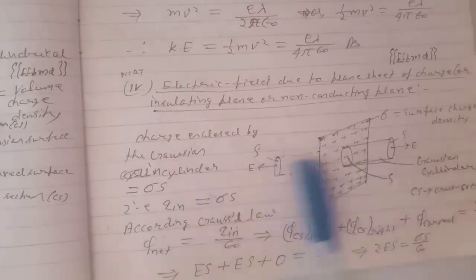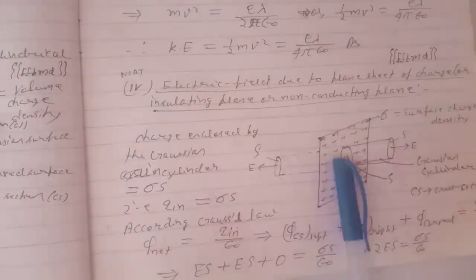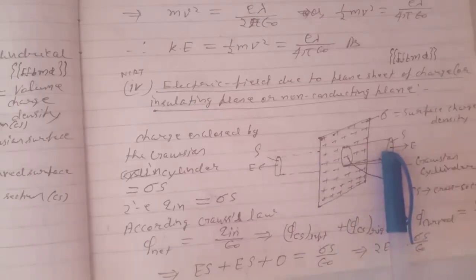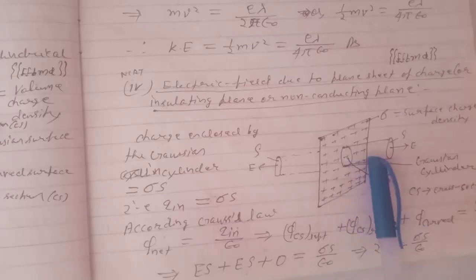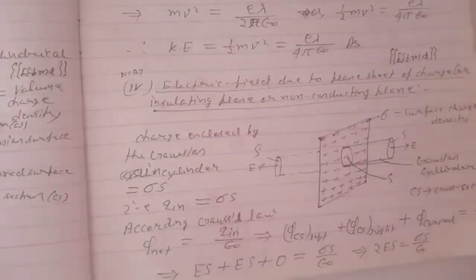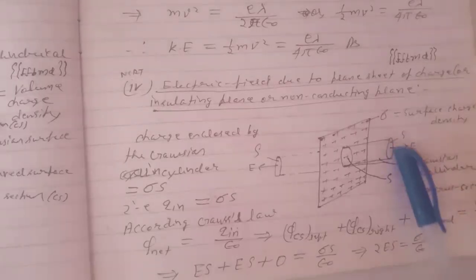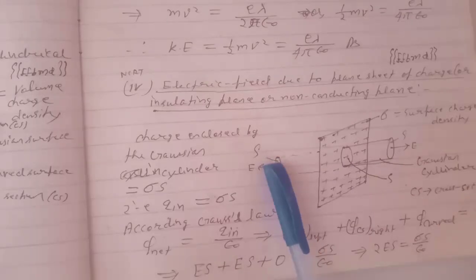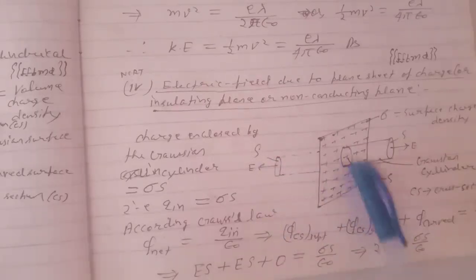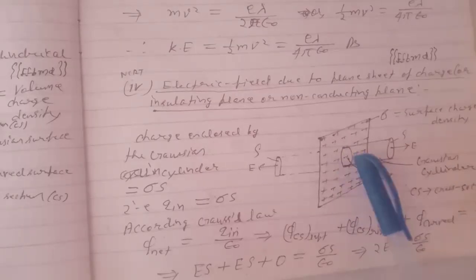Again we take a cylindrical Gaussian cylinder, as shown in the figure. This is the cross-sectional area S, and this cylinder encloses a plane sheet of area. In this area it encloses the charge.